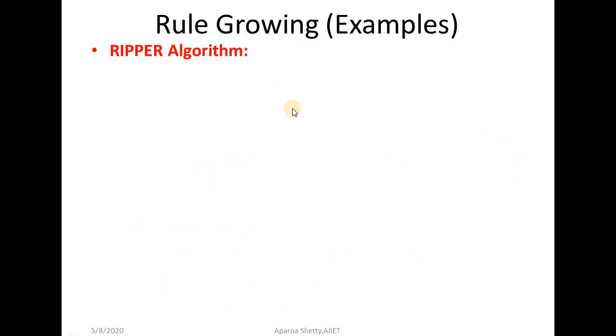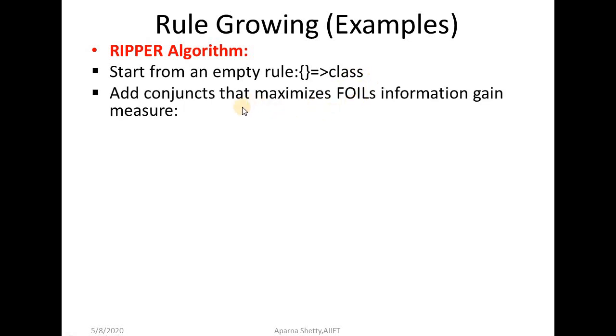Next, let us see about the rule growing examples. First, let us see about the Ripper algorithm. In the Ripper algorithm, first it starts from an empty rule. An empty rule belongs to a class. It will add conjuncts that maximize the FOIL's information gain measure. Next to this empty rule, you are supposed to add a conjunct such that adding that conjunct will maximize the FOIL's information gain. Next, let us see what is that FOIL's information gain.